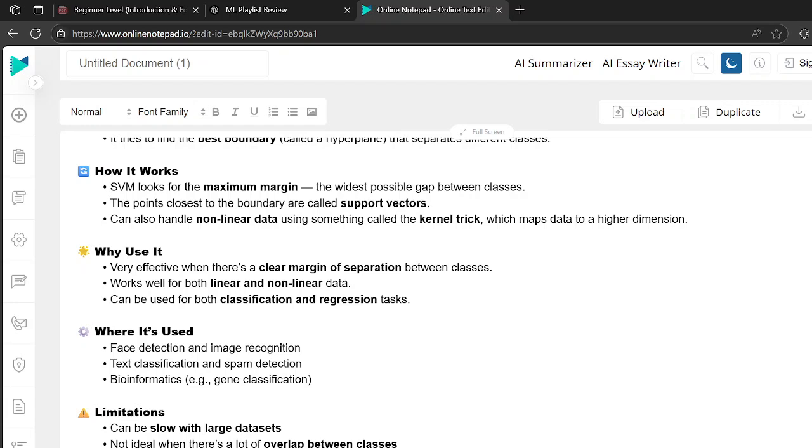And where exactly is it used? It is used in face detection, image recognition, text classification, and spam detection. Also bioinformatics, which is gene classification.